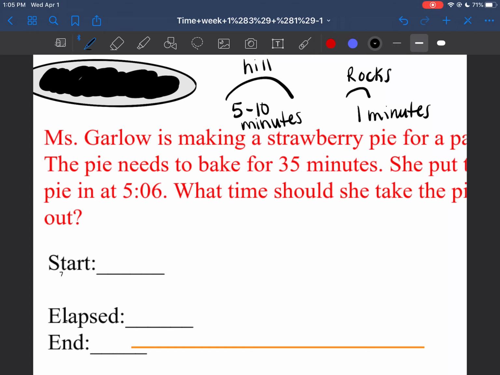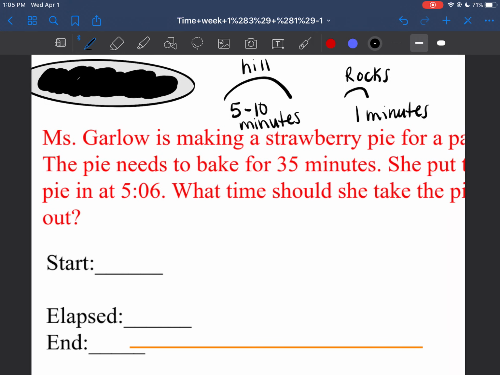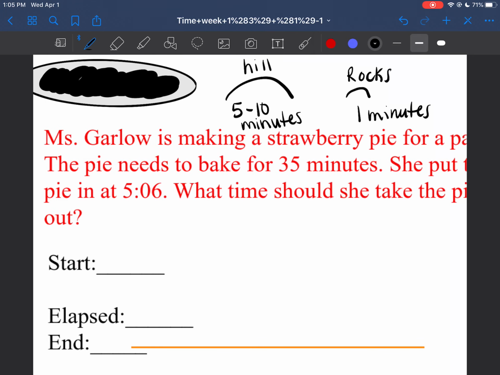Yesterday, we were finding the duration, so this middle piece here. Today, it's going to be a little bit different. So let's read this word problem to figure out what we're solving. Miss Garlow is making a strawberry pie for a party. The pie needs to bake for 35 minutes. So how long does the pie need to bake? 35 minutes. She put the pie in at 5:06. What time should she take the pie out? So see, this one's a little bit different already. Let's go through our graphic organizer down here and see what we can fill in, okay?